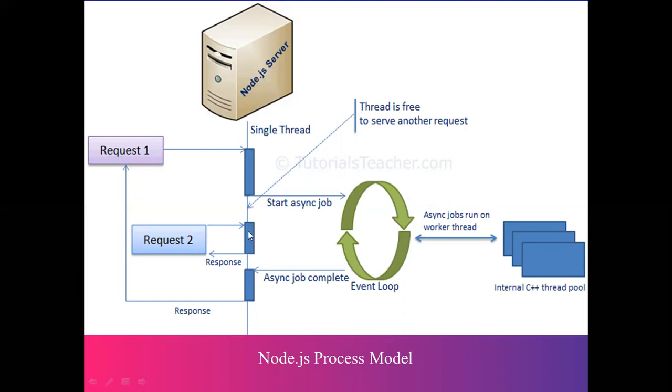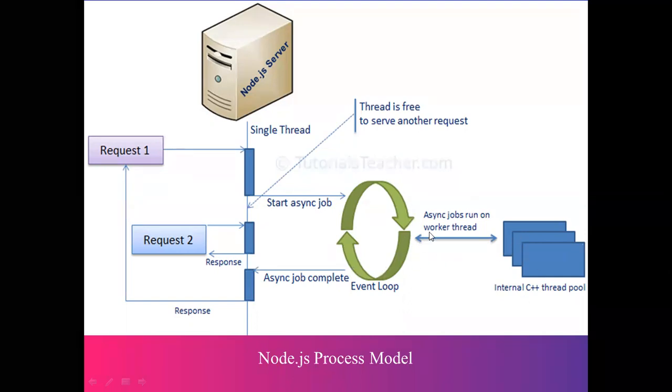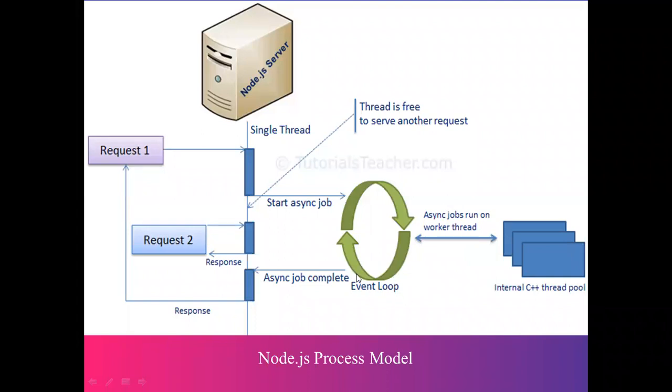That means here you can see that after the request comes to the single thread, it sends a direct response to that request. It does not require any IO operations, so it completes its task and sends the response. Afterwards the thread is free. Then the first request, after completing its IO, calls back to the event loop, which triggers the event and sends an asynchronous job complete response to the single thread, and the single thread sends the response to that request. This is the Node.js process model. Yesterday we saw that.